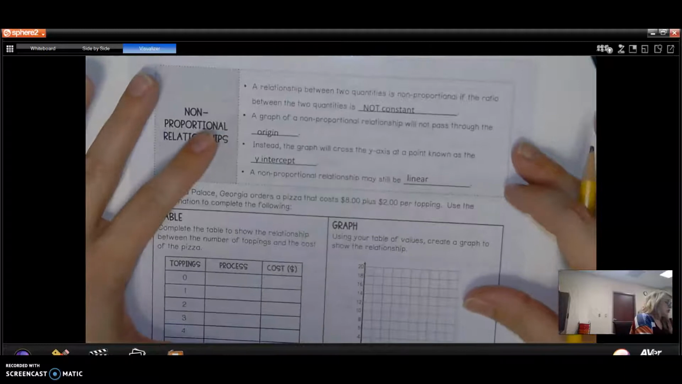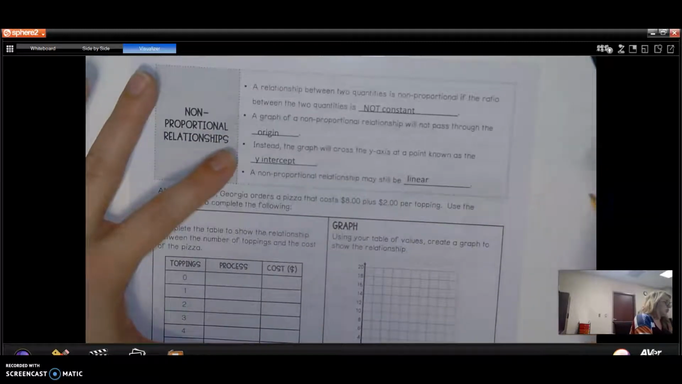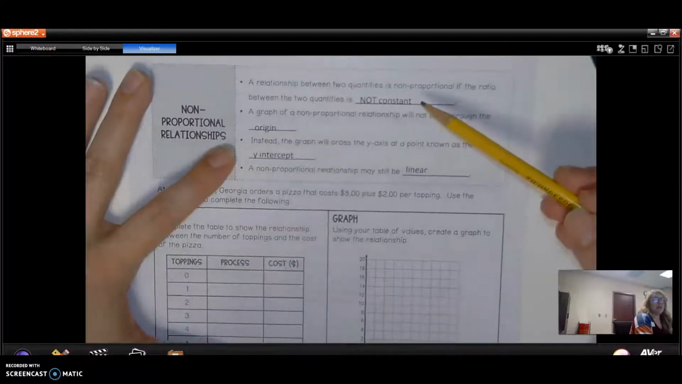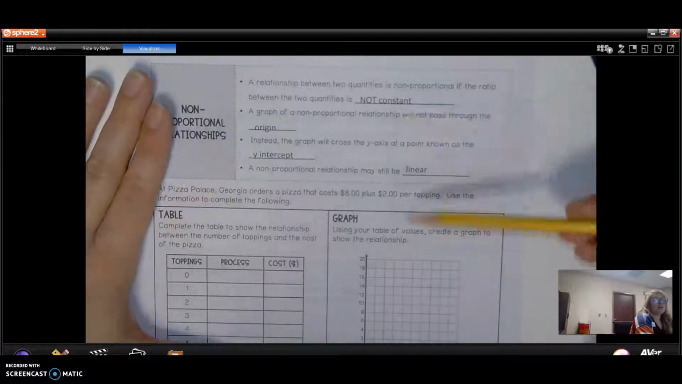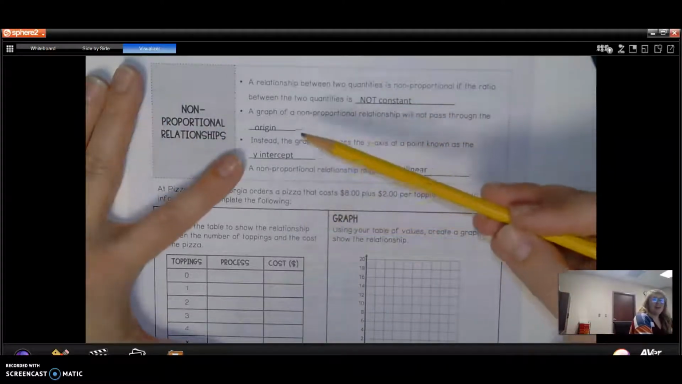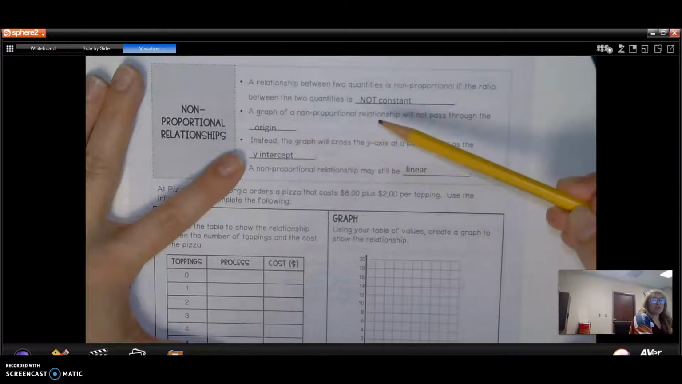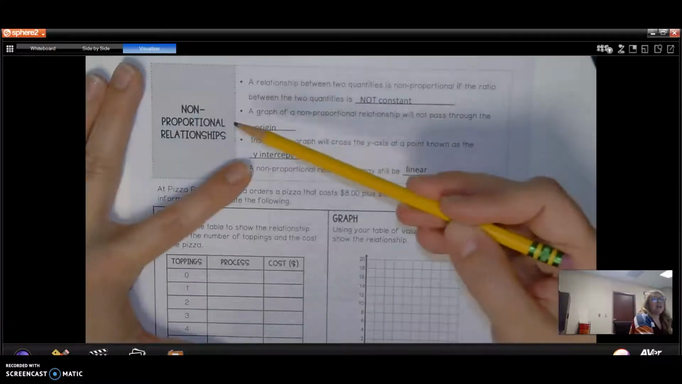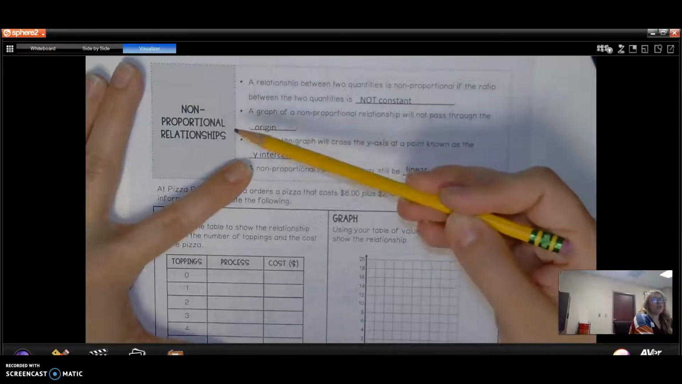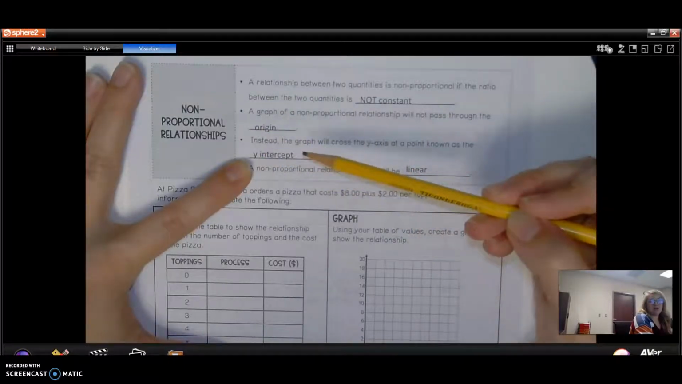A relationship between two quantities is non-proportional if the ratio between the two quantities is not constant. So y'all have been doing a lot of questions about which points we pick and how we are supposed to know, and we're getting there. A graph of a non-proportional relationship will not pass through the origin. Instead, a non-proportional relationship will start at the y-intercept.